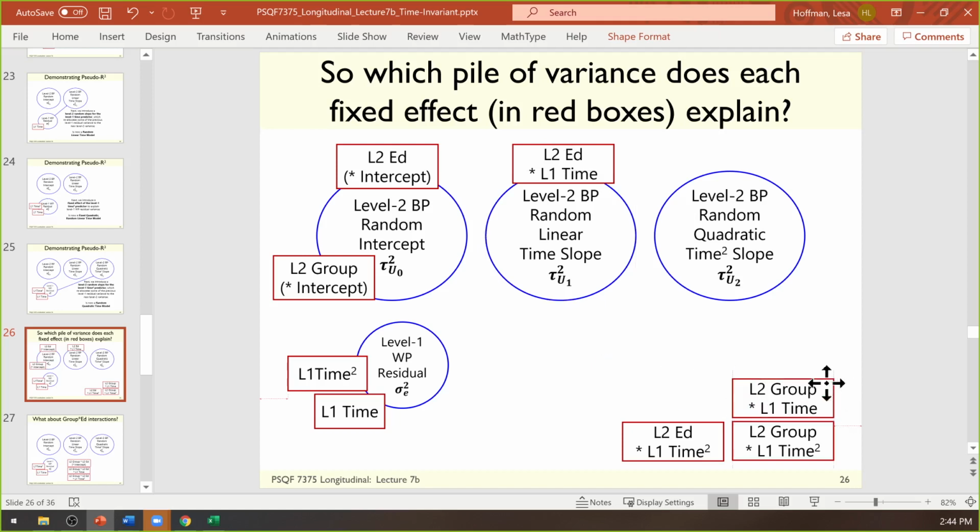Likewise, group by time, its job is to explain the time random variance. And now I have another pseudo R-square that's possible. Of all of the reasons why some people changed faster initially at time 0, how much of it was because of education and how much of it was because of group? And how much is left?